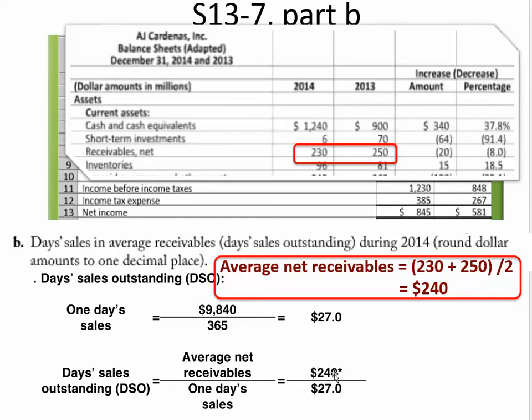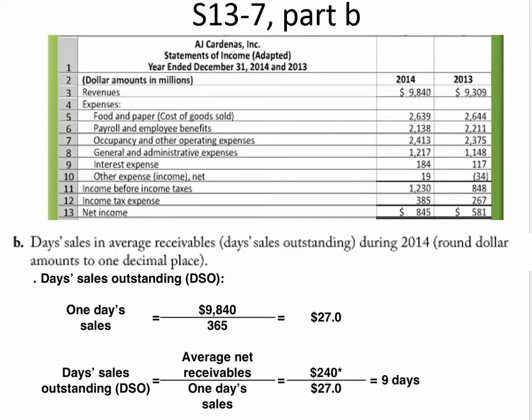And then we go on to do the bottom, and we're going to get our average net receivables divided by the 27.0. Now our average net receivables, we've got to do a little work for that one. Again, we've got the word average here. So what we have to do is we have to take the end of 2014, add the end of 2013 balance, add those together, divide by 2. That'll give us the average receivables. So that's where we're getting that. So we end up with days sales outstanding of 9 days. And that's it for part B.